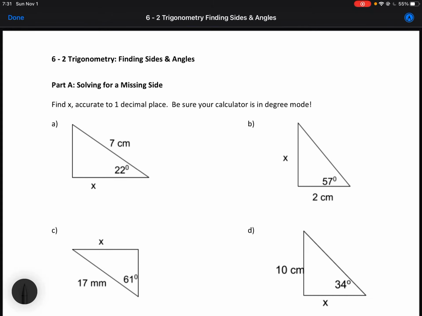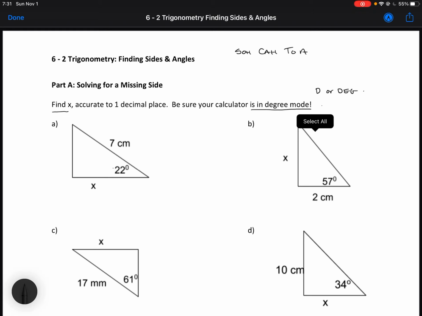This video goes over how to find sides and angles using the three primary trig ratios. One thing that you will need to know is this acronym here, SOHCAHTOA. The first example that we're going to do is solving for a missing side. We're trying to find x accurate to one decimal place. This is important: make sure your calculator is in degree mode. It should say a little d or DEG at the top.